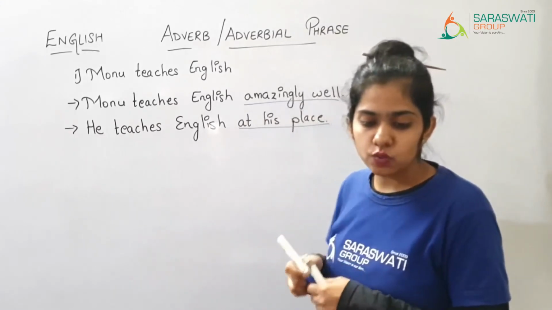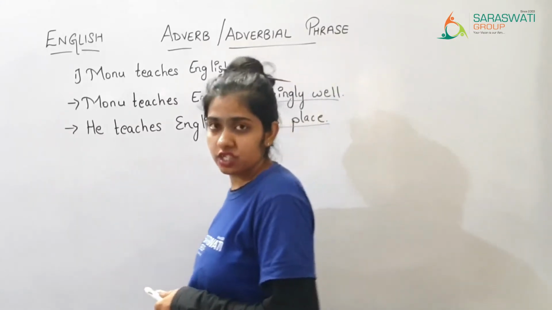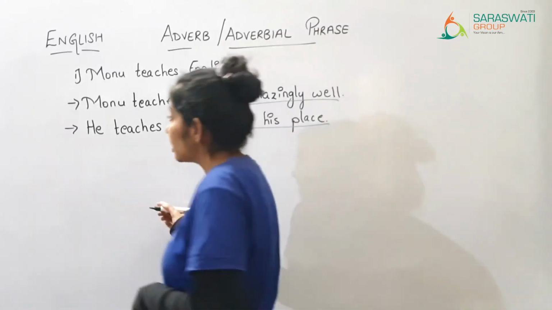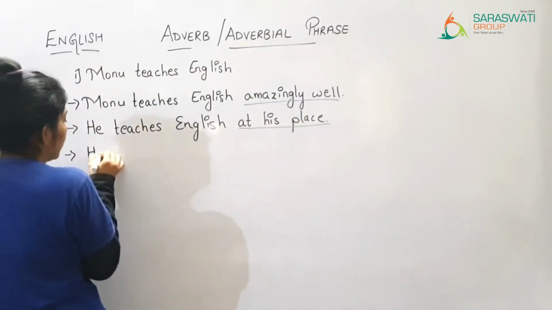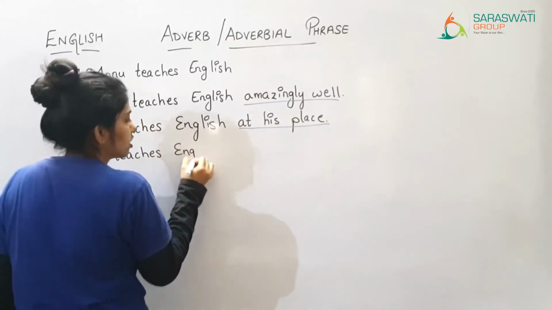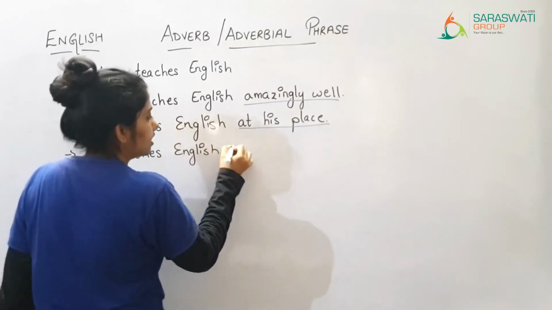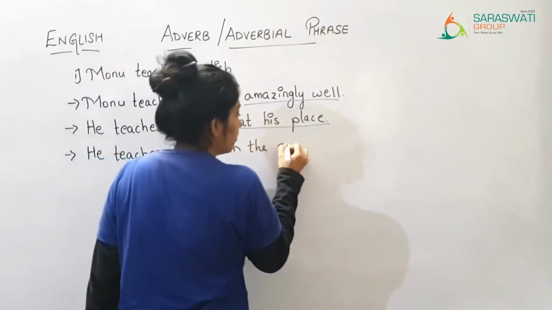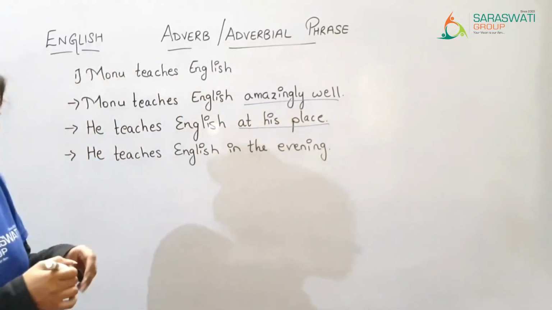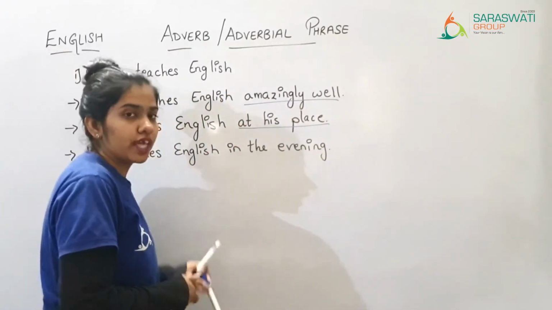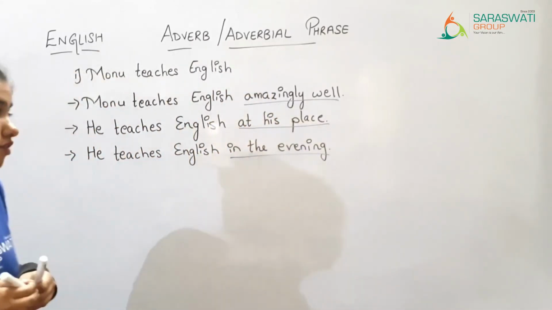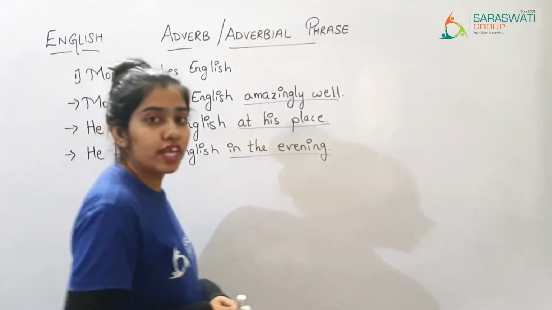Now if we write with when, એ ક્યારે કરાવે છે? ક્યારે teach કરાવે છે? So he teaches English in the evening. So when Mono teaches English? So he teaches English in the evening. So we get the answer as in the evening. So in the evening is our adverbial phrase.